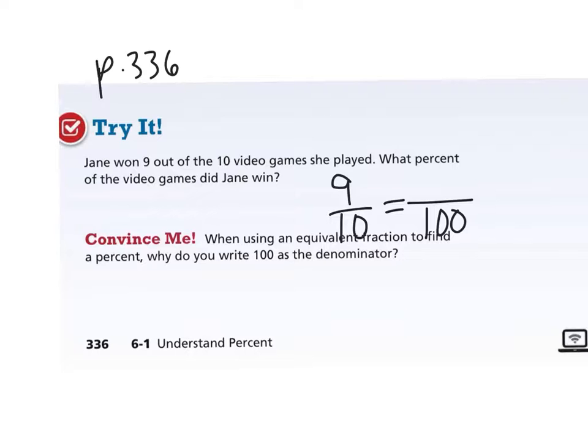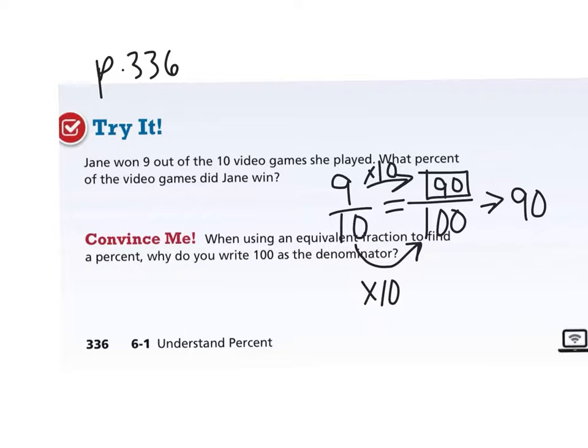So for this, if we look and find a pattern here, multiplying or dividing, if we go from 10 to 100 is multiplying by 10. So if we multiply 9 by 10, that would give us 90 out of 100. And once we have a number out of 100, that's what our percent is going to be. So 90 out of 100 means 90%.